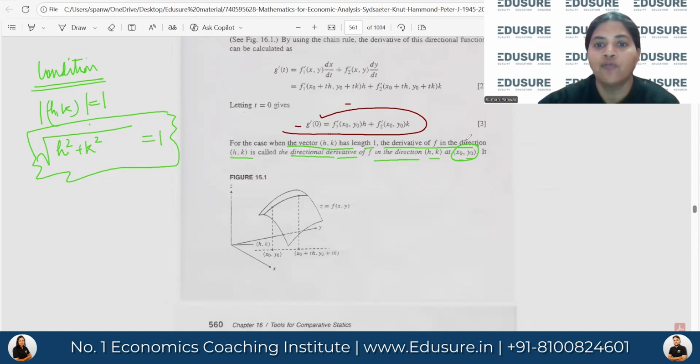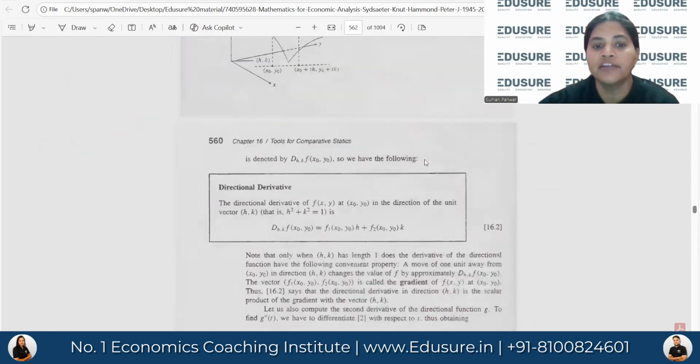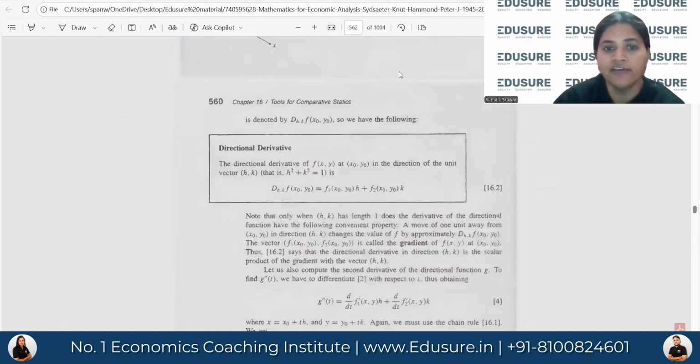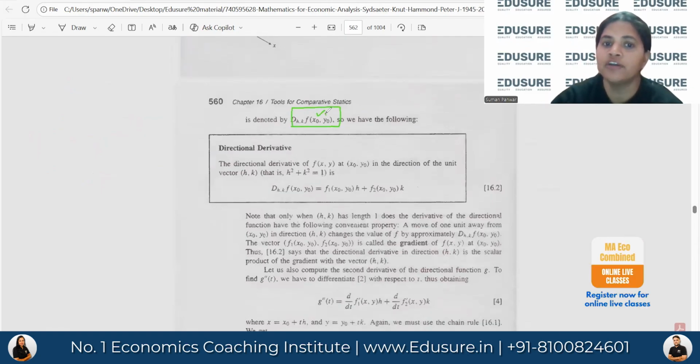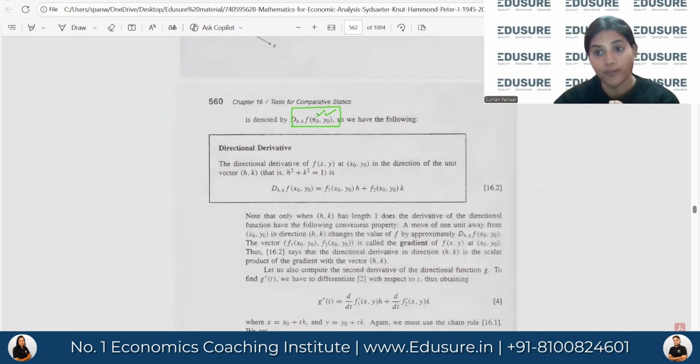Okay, and what is the technical representation of a directional derivative? It is D_hk f at x naught y naught, where x naught y naught is a particular point in the domain of f, h comma k represents the direction, and we know that the magnitude of h comma k will be 1. That is the particular condition which we have already discussed. So this is our directional derivative.